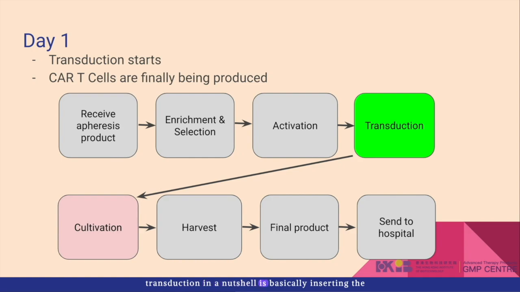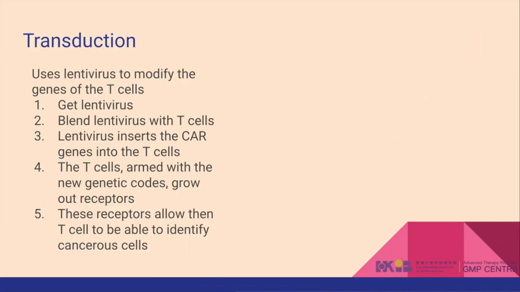Transduction in a nutshell is basically inserting the chimeric antigen receptor genes into a T cell to turn them into CAR T cells. At HKIB, we use lentivirus to modify the genes of the T cells. The first step is to obtain our lentivirus. It is a man-made pseudovirus that contains the CAR genes that we need.